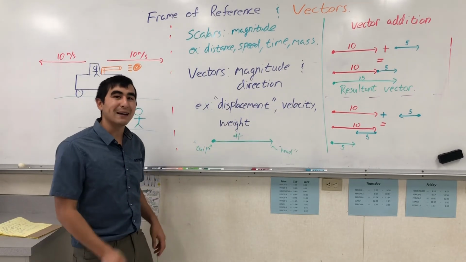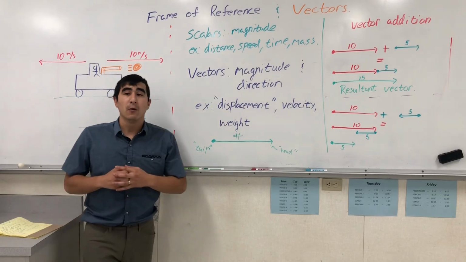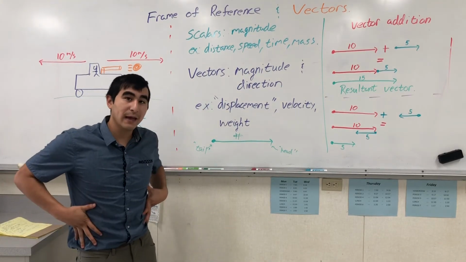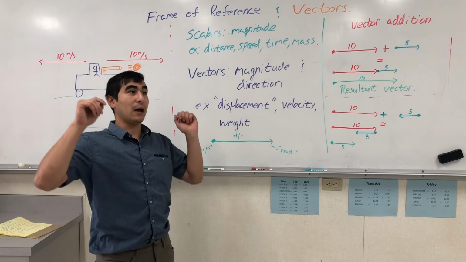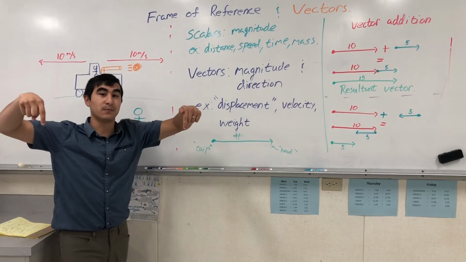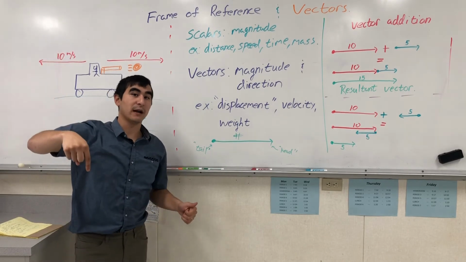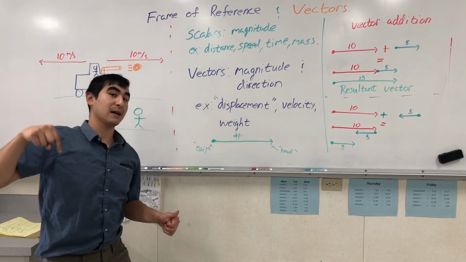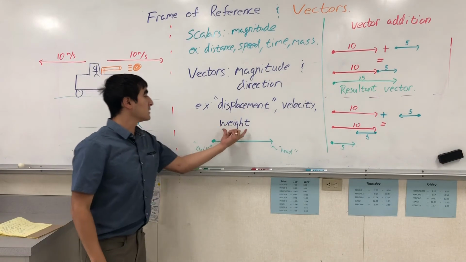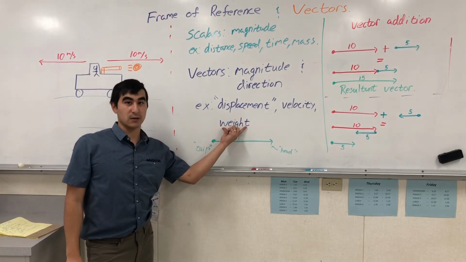Now, why is weight a vector? Well, remember, weight has to deal with how much mass we have, as well as how the acceleration of gravity is pulling down on us. Because acceleration is pulling down on us, acceleration therefore has to be a vector, which means weight also has to be a vector as well.